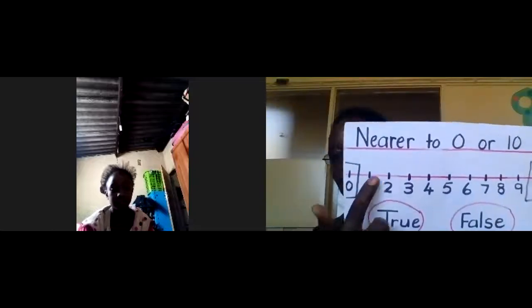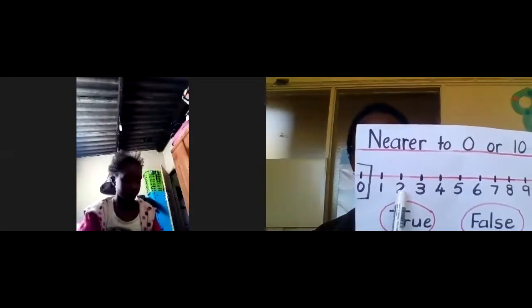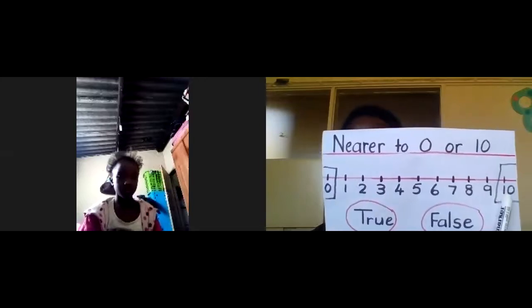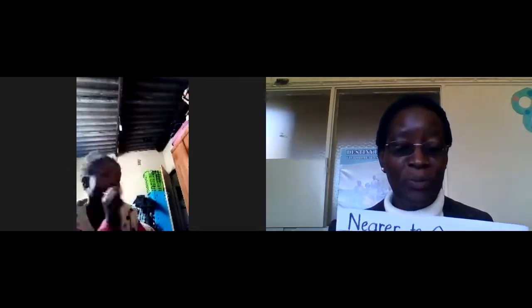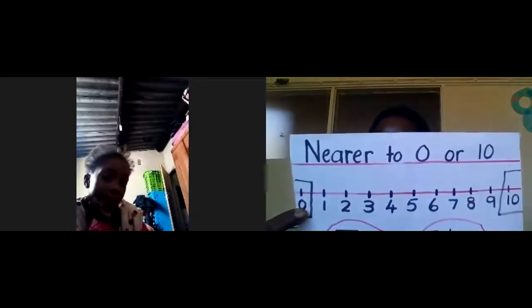All right. So looking at your ruler as well. Now we say 1 is nearer to 0. And now I'm saying 2. Is it nearer to 0 or is it nearer to 10? 2 is nearer to 0. Very good. You can see it there. It is nearer to 0.